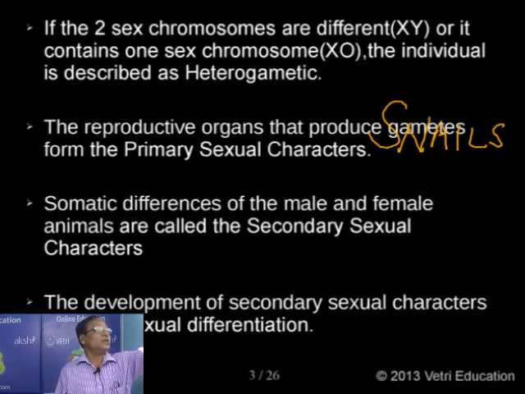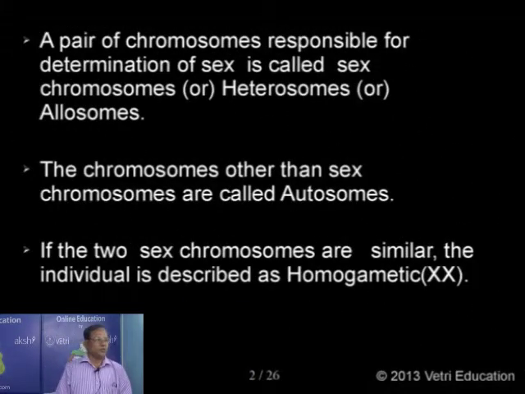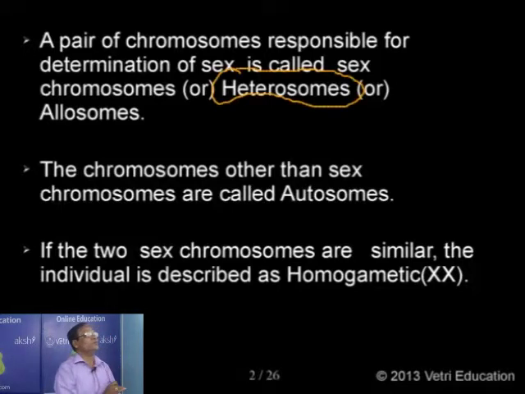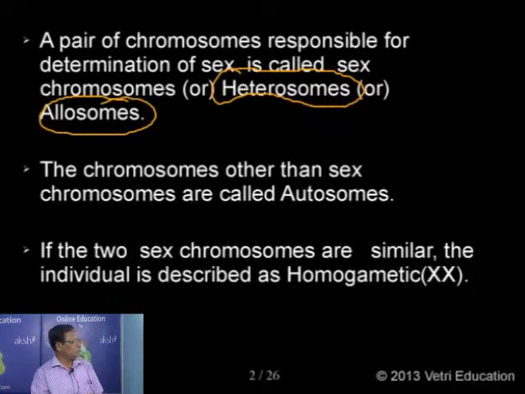Normally, if you take any individual, for example a human being, we have 46 chromosomes. Out of the 46 chromosomes, 22 pairs are common to both sexes. They are not mismatched; they are paired chromosomes, more or less exactly similar in both male and female. Then the last pair of chromosomes is commonly called the sex chromosomes, or allosomes, or heterosomes. Hetero means different.